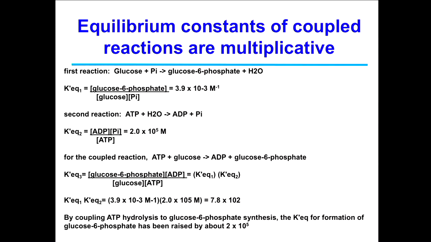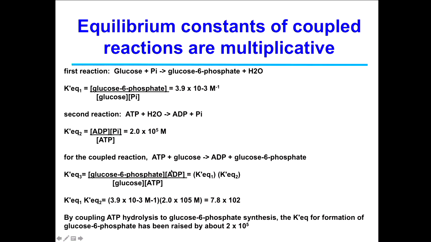We're not worrying about our waters and our protons when we figure out these concentrations. For the coupled reactions, we have the ATP and glucose, ADP plus glucose 6-phosphate. Again, we put our supernatant over here. We take our products and our supernatant, each of these to just the first power, and then ATP plus glucose in the denominator, and each of those concentrations is just to the first power.